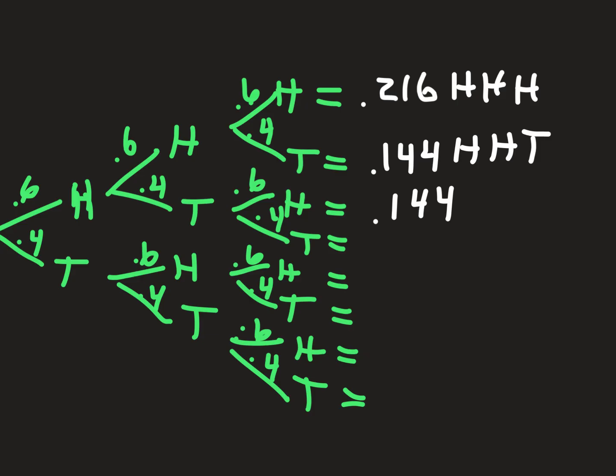What is 0.4 times 0.4 times 0.6? 0.4 times 0.4 times 0.6 is 0.096.